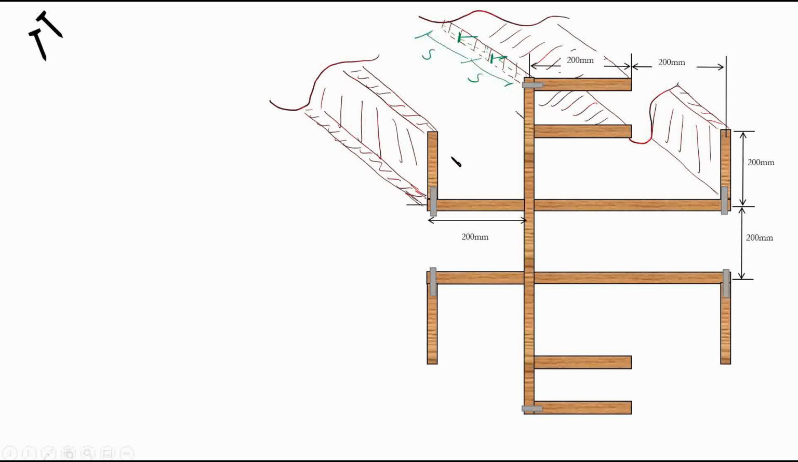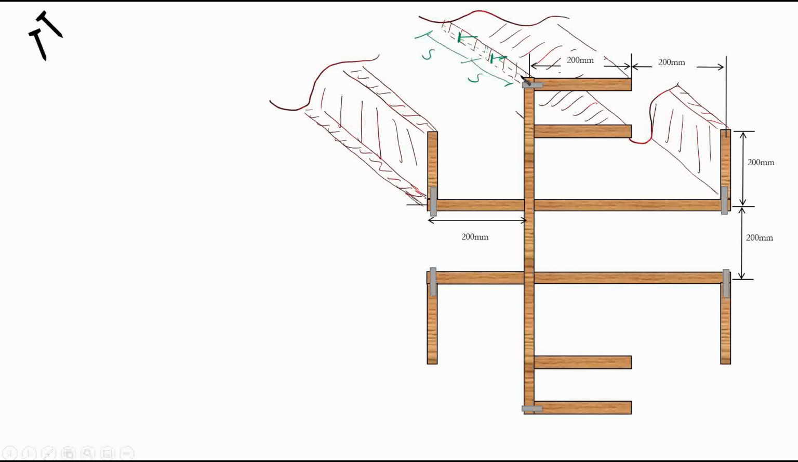So as you can see, the cross section will look something like this, right? This is the connection. Again, these are the nails. These are the horizontal nails. These are the vertical nails. Now let's start with this horizontal nail first, the horizontal nail, which is here.